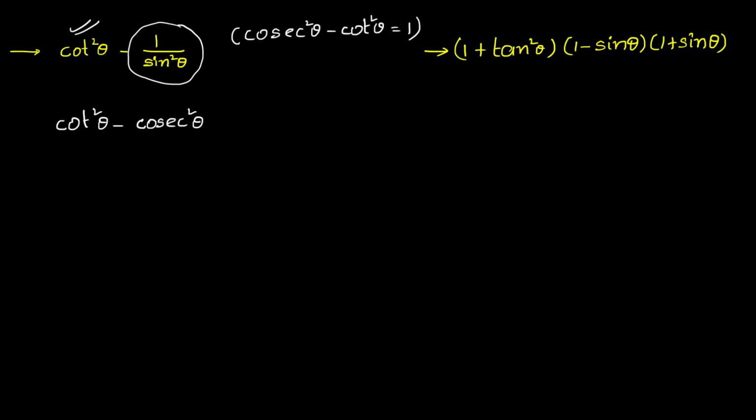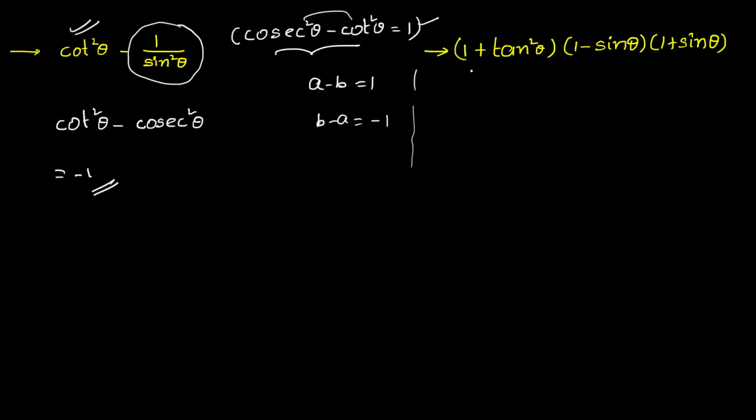And we know that cosecant square minus cot square value is 1. If we have A minus B equal to 1, then what is the value of B minus A? Definitely it will be minus 1. So the cosecant square minus cot square value is 1. Then what about cot square minus cosecant square? Its value is minus 1.